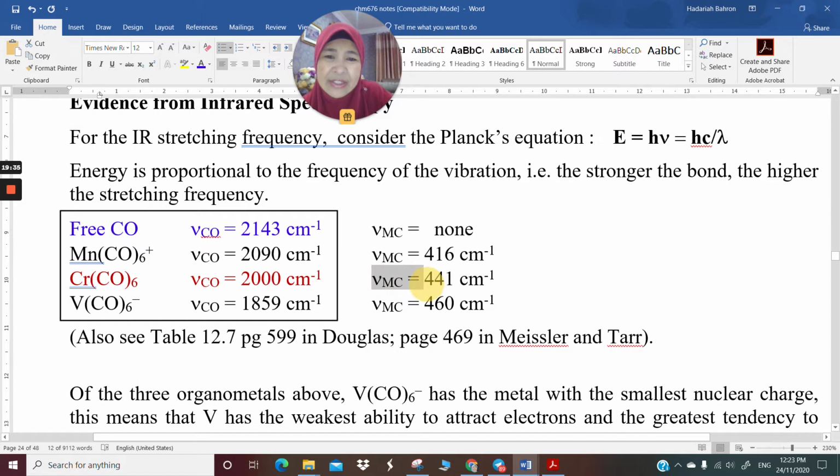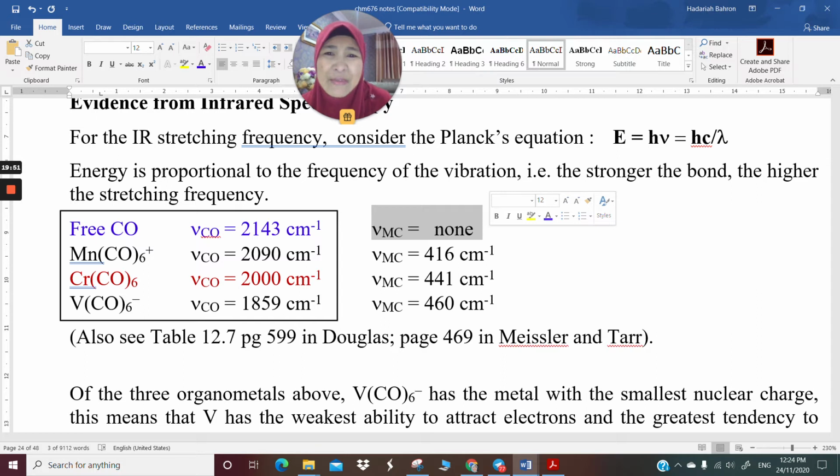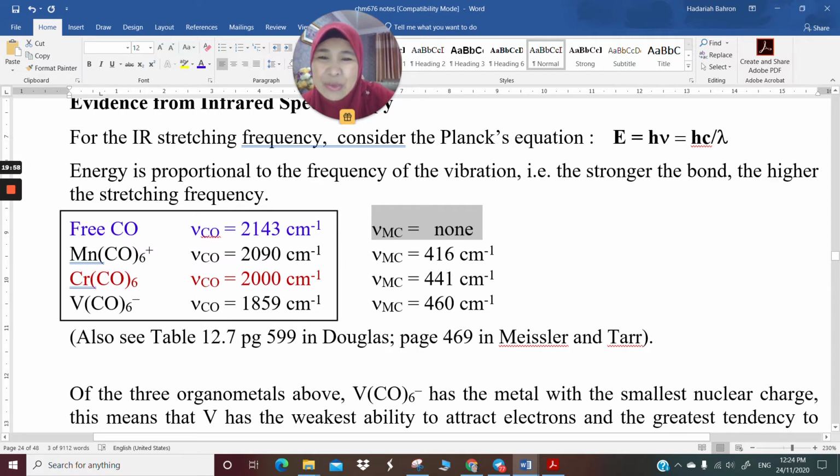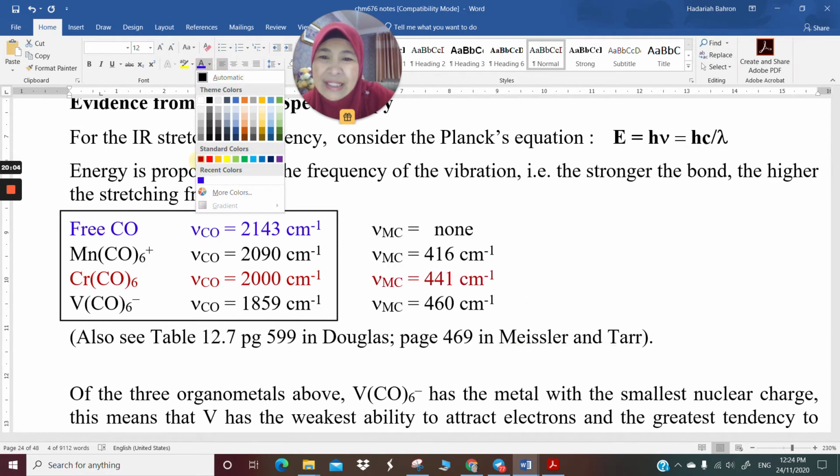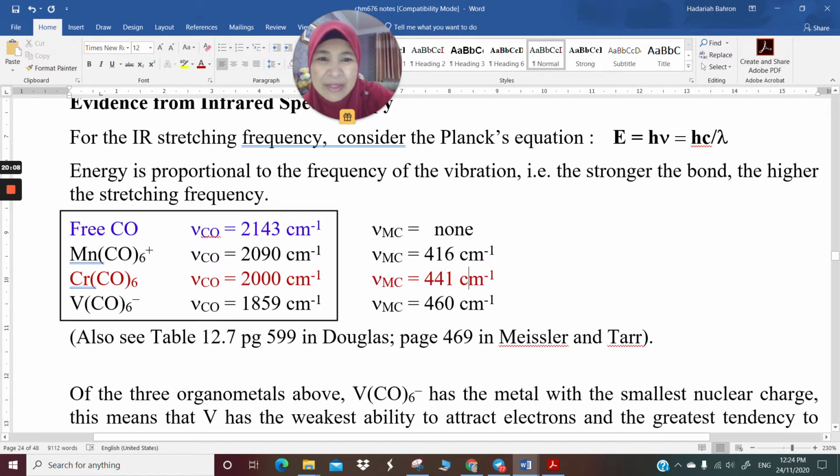And if you look at here, the stretching frequency for the metal to carbon bond, you find it to appear. There was none before. When you have a free carbon monoxide, obviously you will not expect to have a metal to carbon bond because there is none. But when you are reacting chromium with carbon monoxide, you're going to have a new peak that appears at 441 centimeters minus 1. So this is definitely an evidence of pi-back bonding that happens between metal and carbon of your carbonyl complexes.